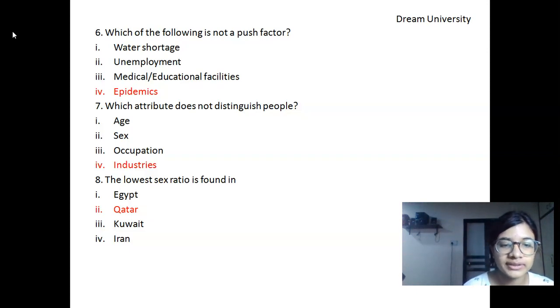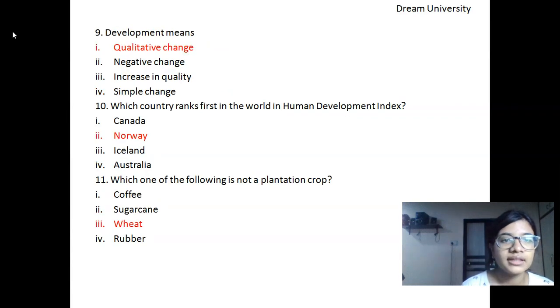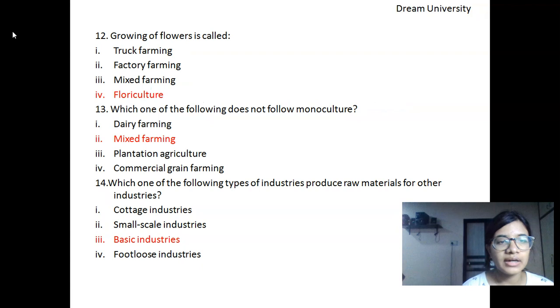Then the lowest sex ratio is found in Qatar, where it is around 311 males per 100 females. Then development means qualitative change. Then in terms of HDI, we have Norway topping the list. Then coffee, sugarcane, rubber, all are plantation crops except wheat. Then growing of flower is called floriculture. Then which of the following does not follow monoculture? As the name suggests, mixed farming.